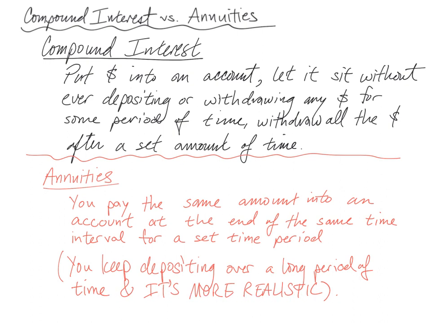Y'all, I don't have $47,000 just sitting around, but I can save $200 a month. That'll get me there eventually. So this idea of annuities is actually much, much more realistic. And as you're about to see, the more realistic the scenarios get, the more difficulty can be put into the math equation. But what I think is still beautiful about this is that there is still math that can describe what you're doing in the real world.